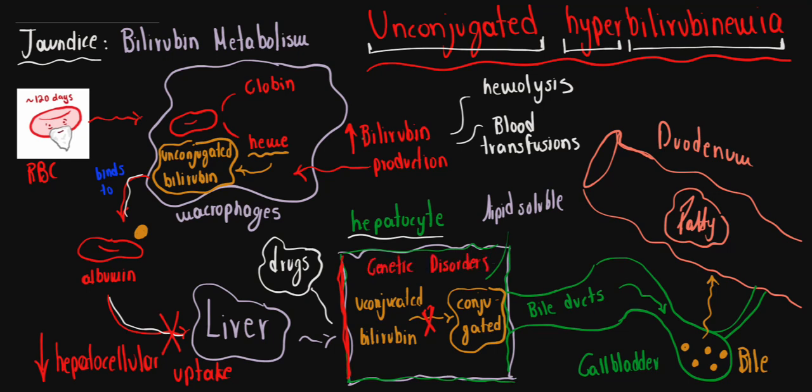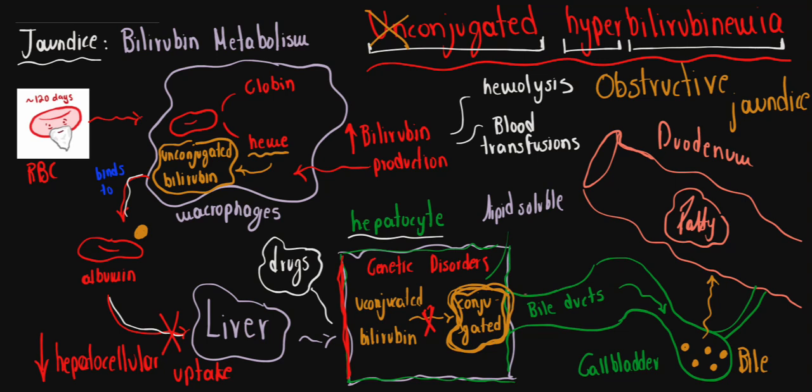We talked about unconjugated hyperbilirubinemia. Now let's talk about conjugated. So conjugated hyperbilirubinemia means that we have increased proportions of conjugated bilirubin in the blood. Conjugated hyperbilirubinemia causes obstructive jaundice.